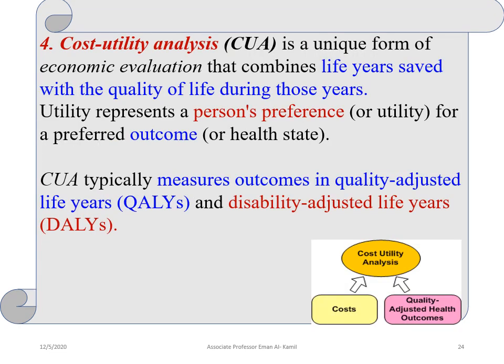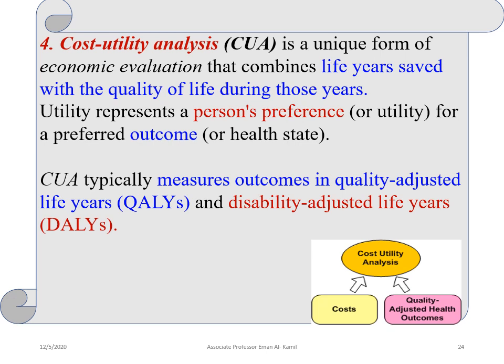More suited for the decision maker. The cost utility analysis, the last one, is a unique form of economic evaluation that combines life years saved, as we mentioned, with the quality of life during those years. For example, when we prevent... say someone has cancer in the spinal cord and will develop paralysis, quadriplegia, where the whole body is just lying down for life, only able to breathe and eat, there is no quality of life. But they will calculate the cost of the intervention against the quality of life of the individual, which sometimes has no quality of life.